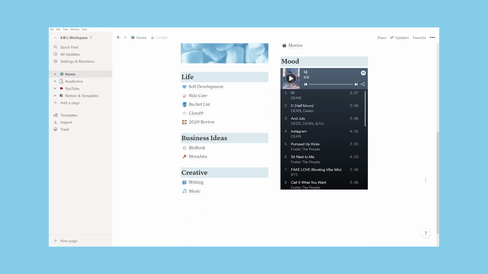The next category we have is business ideas. The first page here is some ideas I have for a business in the future.